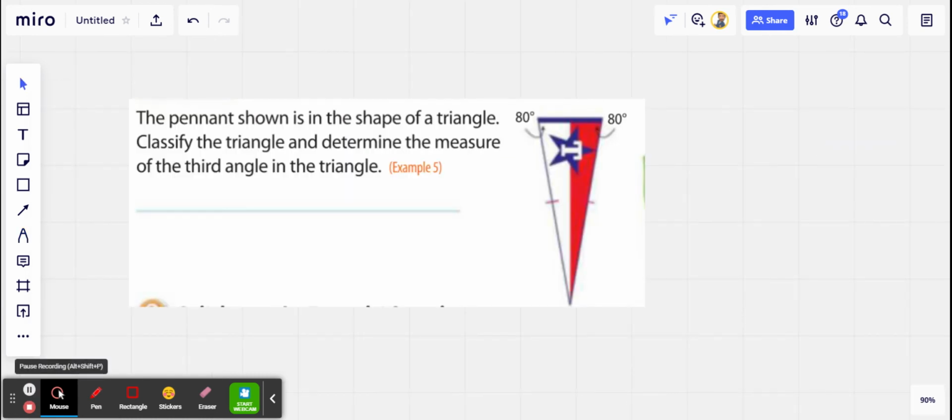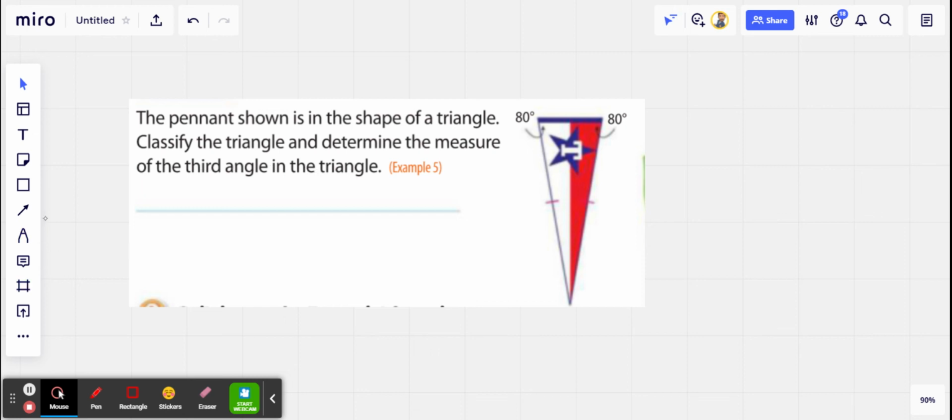Let's look at this last example. It shows the pennant shown is in the shape of a triangle. It's kind of like a Texas Ranger pennant, maybe. You could say that. Maybe not. Classify the triangle and determine the measure of the third angle in the triangle.